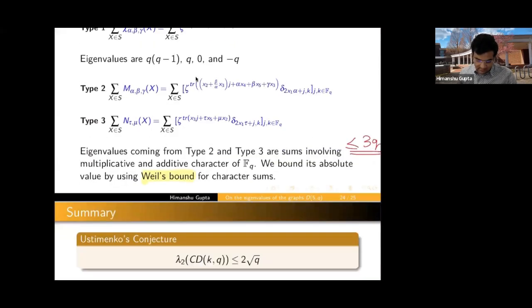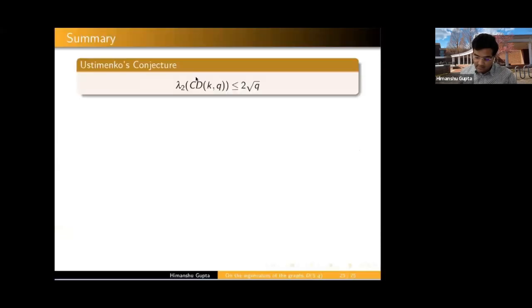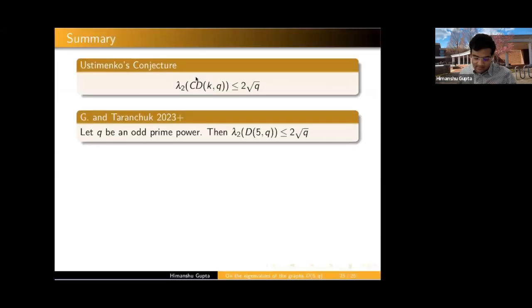My last slide, just to summarize. We are interested in this conjecture, Ustimenko's conjecture. What is the importance of this conjecture? It says that D(k,q) are almost Ramanujan graphs, and we desire to build Ramanujan graphs. So that's the importance of this conjecture.